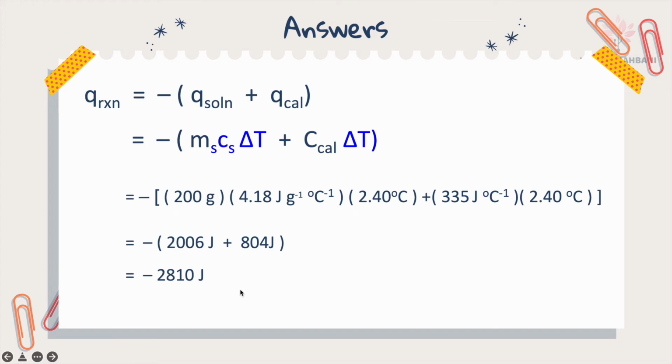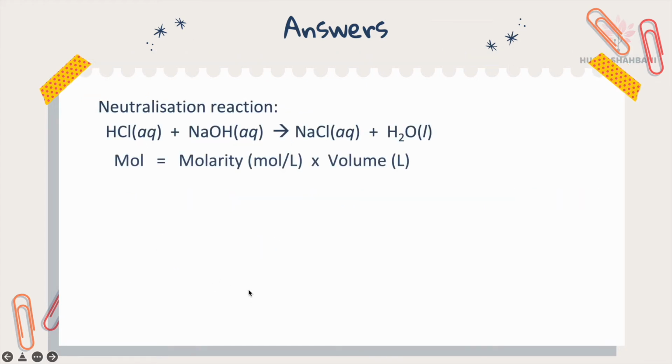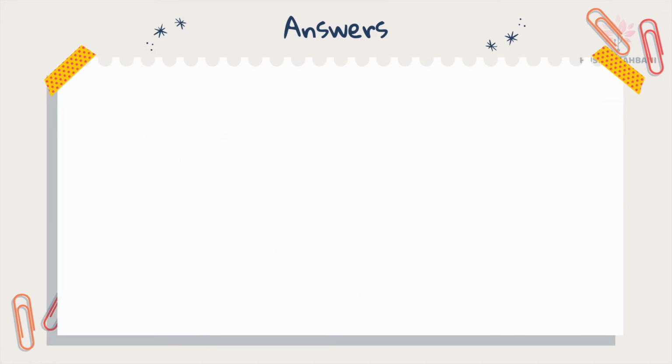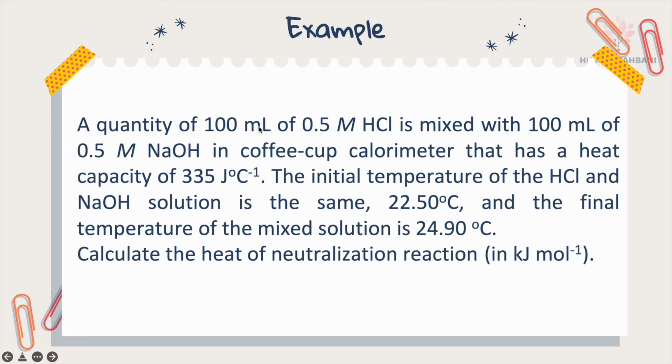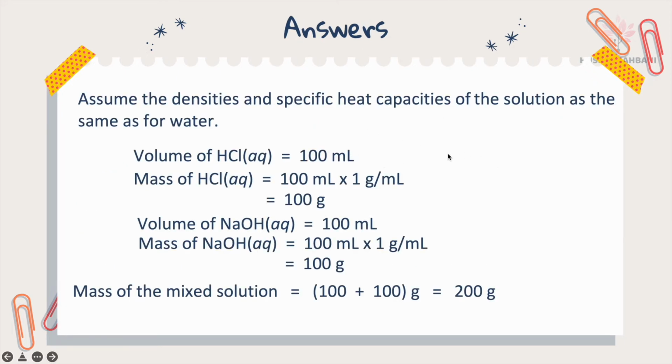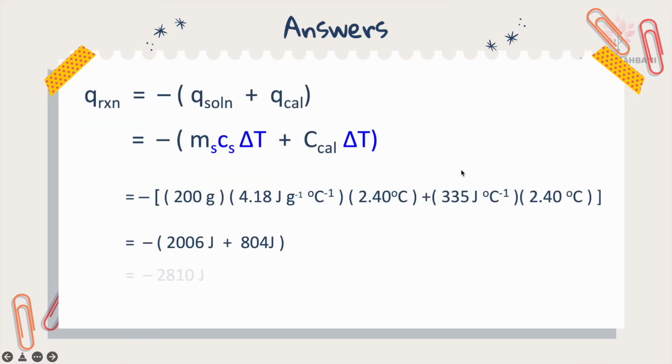200 gram, how many mole? So you have to look at here first, neutralization reaction. Neutralization reaction, you have 0.5 mole per liter. The molarity is given in the question. If you notice here, the molarity is given: 0.5 molar HCl, 0.5 molar sodium hydroxide. So the molarity is given, volume is given, you can calculate the mole.